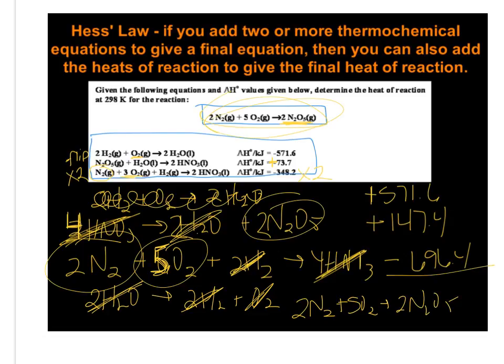So now I can just add up all these heats of reaction. And that gives me, my delta H is 22.6 kilojoules per mole is your units for this. Don't freak out. We will practice these. Okay.